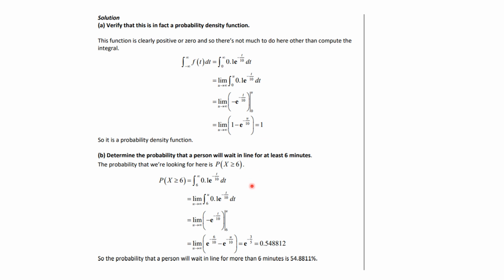So now we're going to determine the probability that the person will wait at least 6 minutes in line. So we're saying the probability that x is greater than or equal to 6 is the improper integral from 6 to infinity of that density function. And then we're taking the limit as u goes to infinity again. And we calculate it, and we get that the answer is going to be e to the minus 3 over 5. But if we plug that into a calculator, we'll get that it's a little better than 1/2.